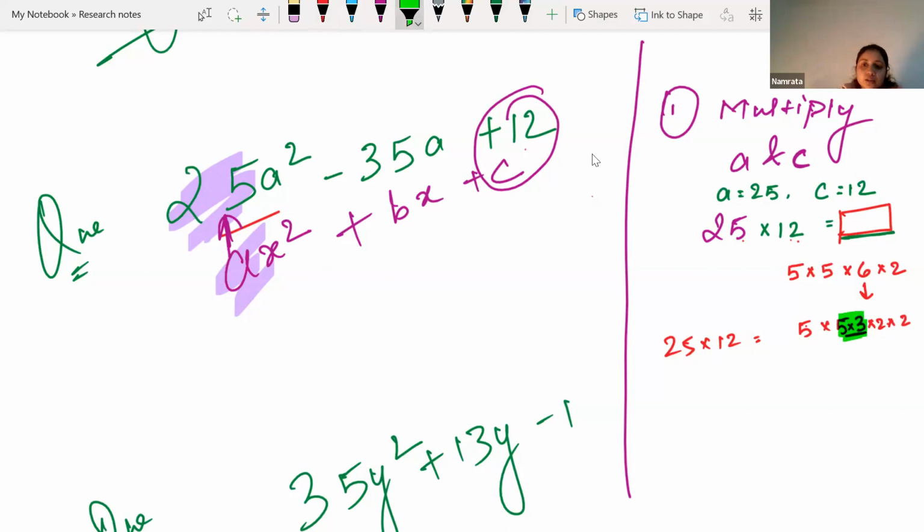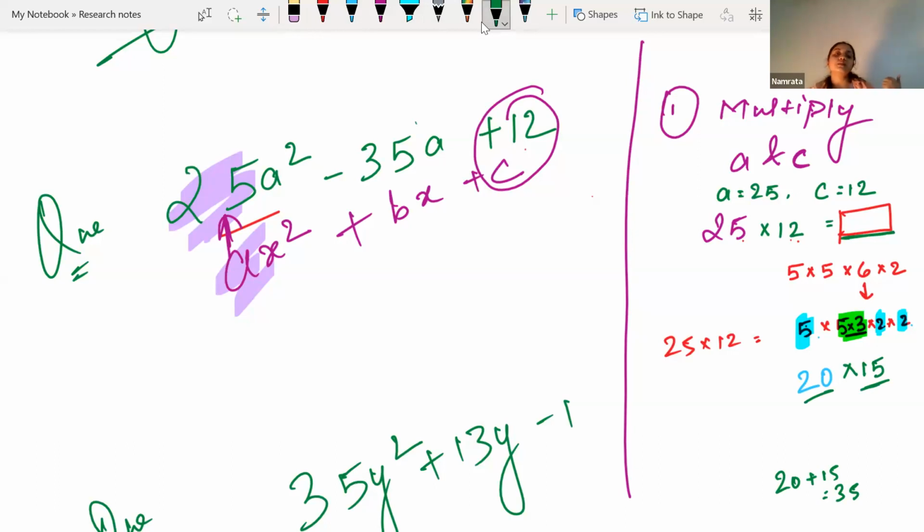If I keep these two together, 5 into 3, and this one and this one, I am keeping all the skies together and both the greens together. If I keep them like that, then the sky one will be 5 times 2 is 10, times 2 is 20. And the green one will be 15. 20 and 15. 20 and 15 make 35. You can see when we add 20 and 15, we get 35. So basically what we are doing, first thing first, multiply a with c. We have done the multiplication.